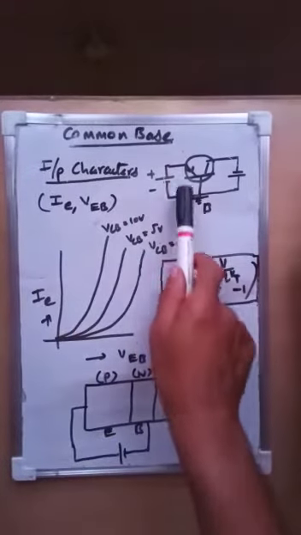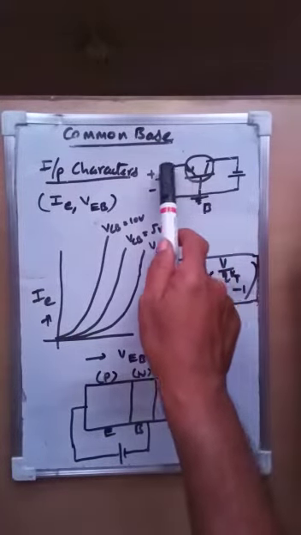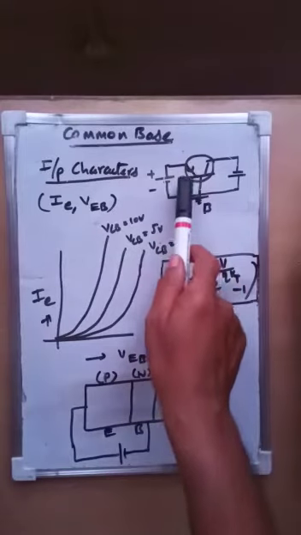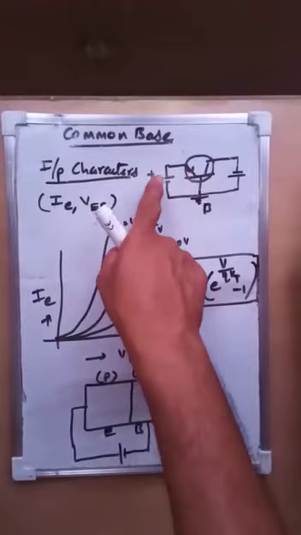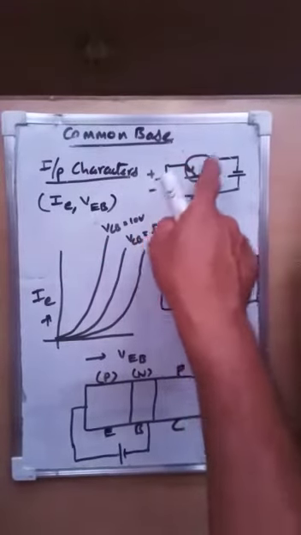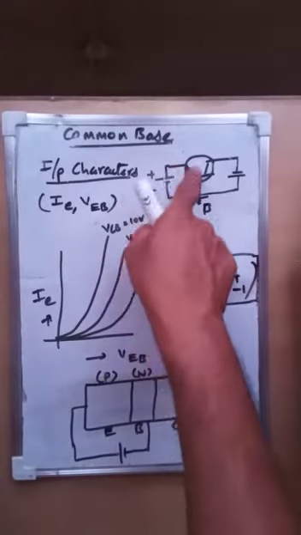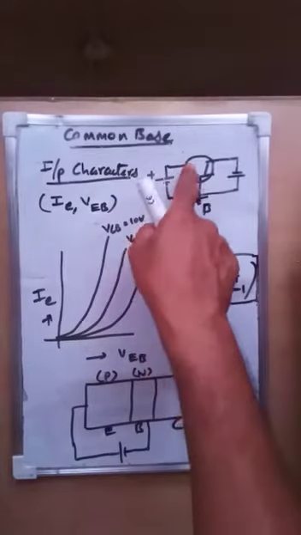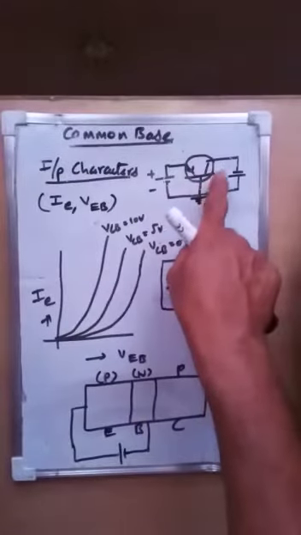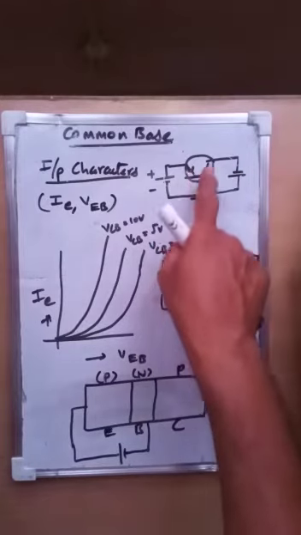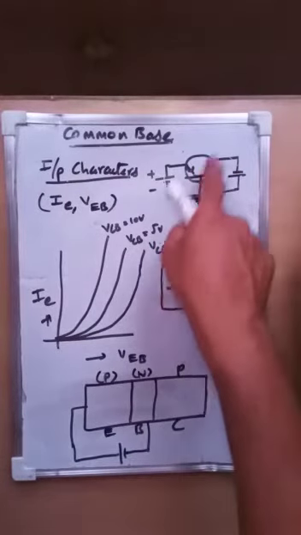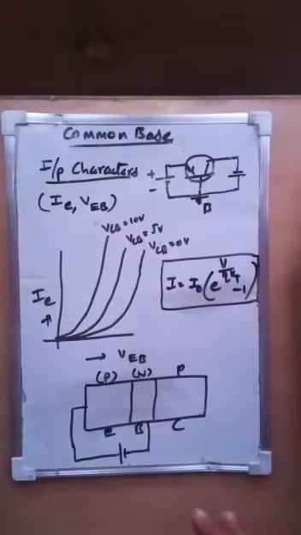This is the circuit, with emitter, base and collector. The input port is connected in forward bias because this is a PNP transistor. The emitter is connected to positive, so P to positive, that means forward bias. Similarly, the negative voltage of the battery is connected to the collector, which is P, that means it is reverse bias. So this is how the circuit is connected.